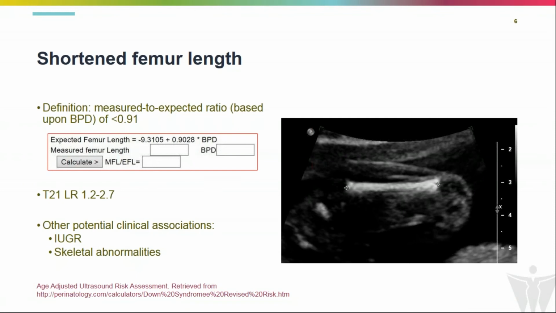It's important to remember that whenever you do see a shortened femur, you also need to be thinking about other potential causes like fetal growth restriction and skeletal abnormalities.